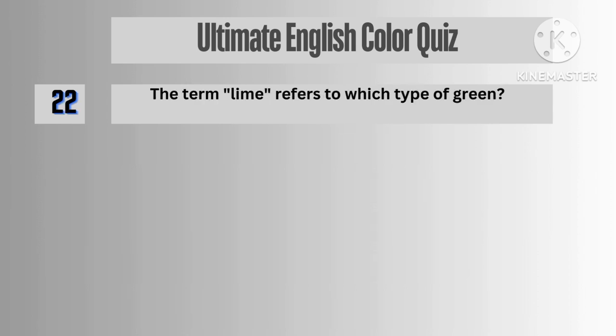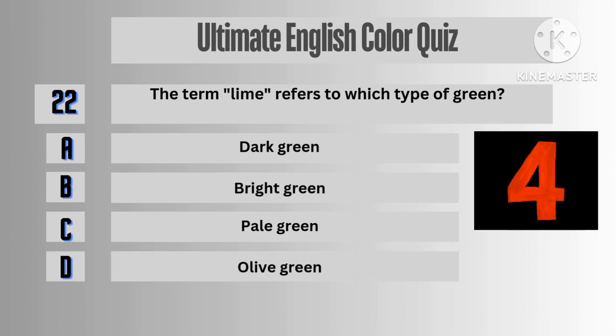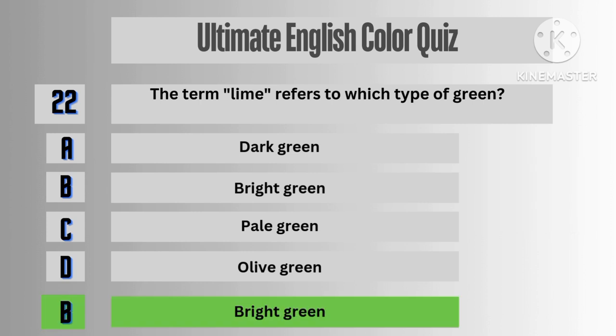Question number 22. The term lime refers to which type of green? Option A dark green. Option B bright green. Option C pale green. Option D olive green. 5, 4, 3, 2, 1. Correct answer is B bright green.